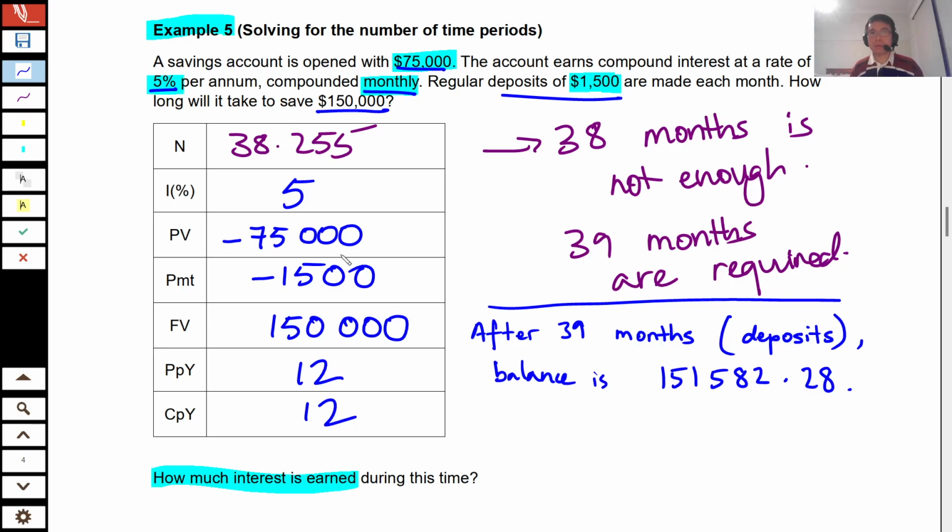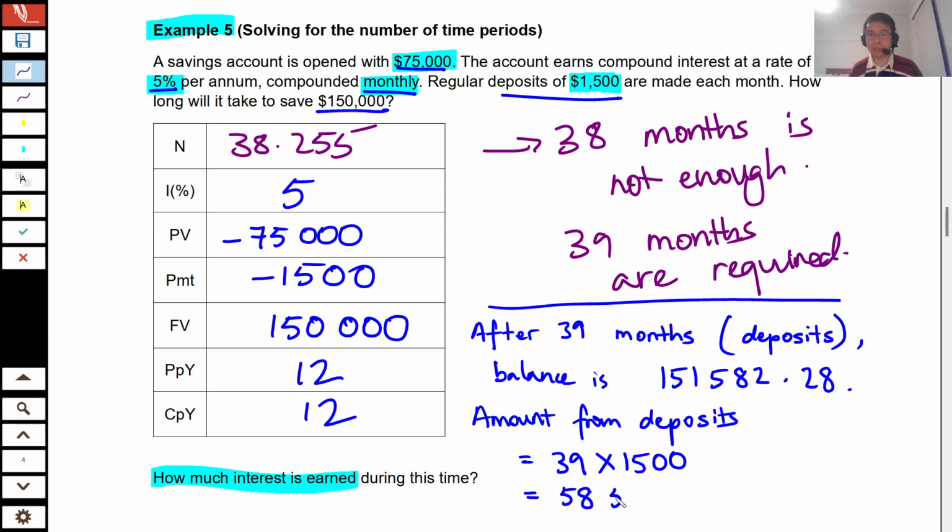So we started off with $75,000. We made 39 payments of $1,500. So whatever is left over must be the interest. What I'll say is amount from deposits equals 39 times 1,500. And if we do that calculation, we will get 58,500.